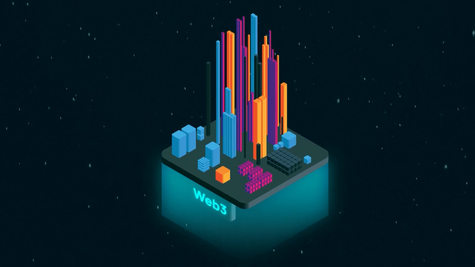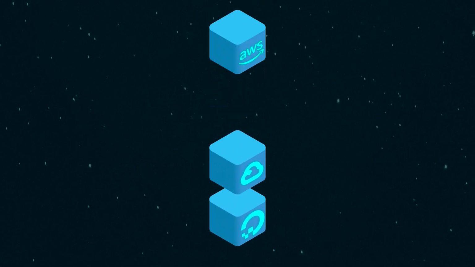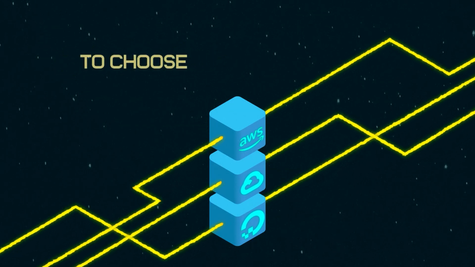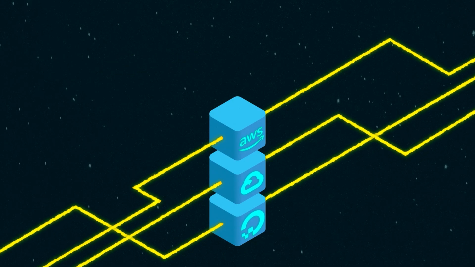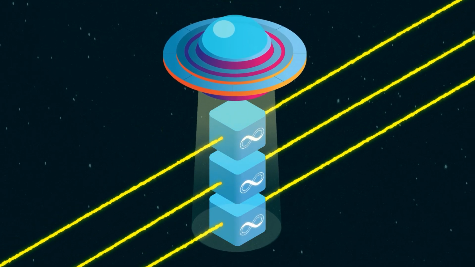Web3 is the future, but it's still much harder to use than Web2. The industry is fragmented across many blockchains, forcing Web3 builders to choose between difficult compromises in centralization versus usability. These compromises were only necessary because Web3 was incomplete. In May 2021, this all changed with the launch of the Internet Computer Protocol, or ICP.